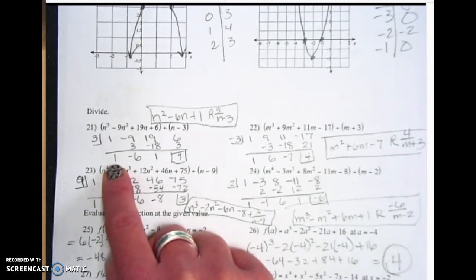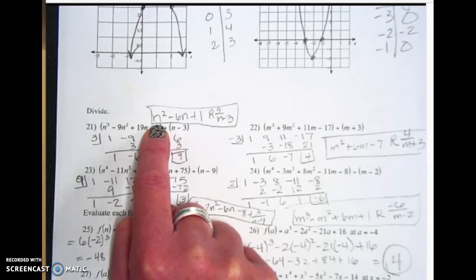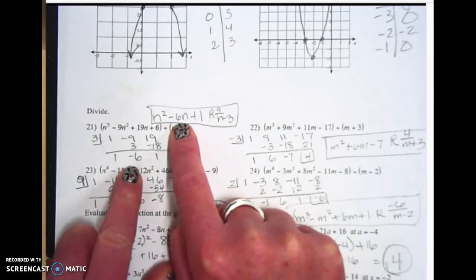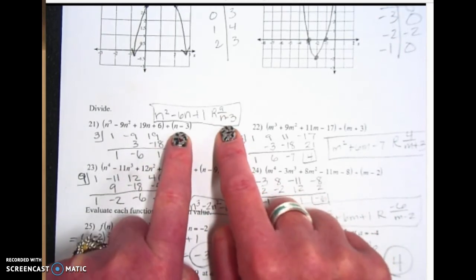So I take this coefficient and subtract 1 from the exponent, so to get 1n squared, minus the 6n plus 1, and that becomes your remainder over the divisor, okay?